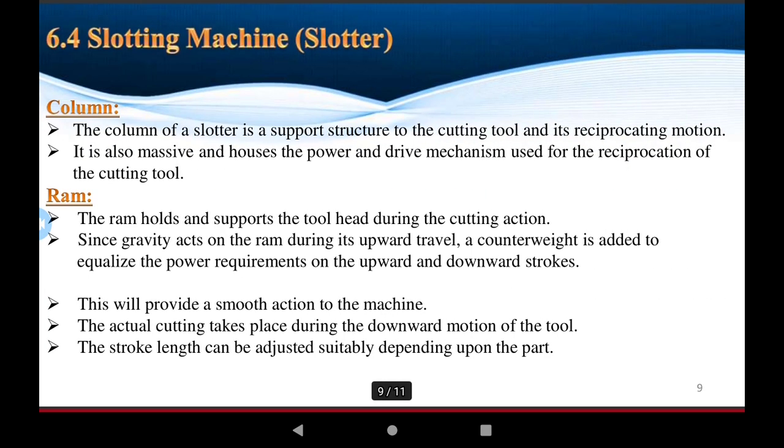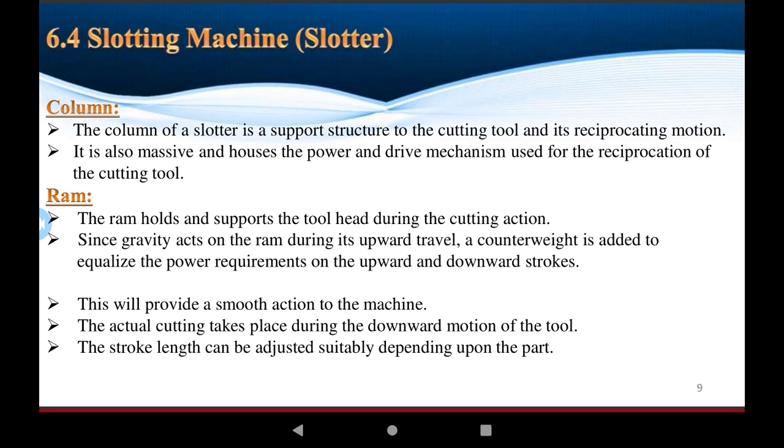And the column: this machine's column is very long and vertically supports the structure. Okay, the column holds all the elements of this machine, and it is the component of the machines and structures for the cutting tools and their reciprocating motions.